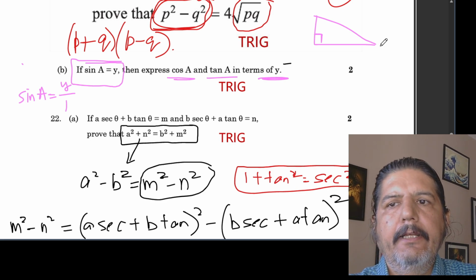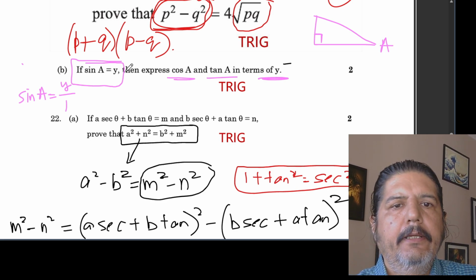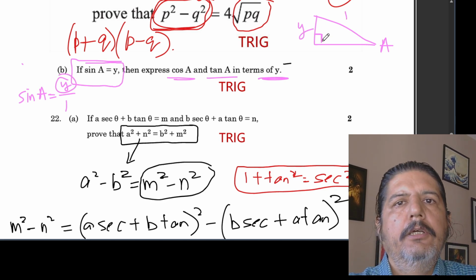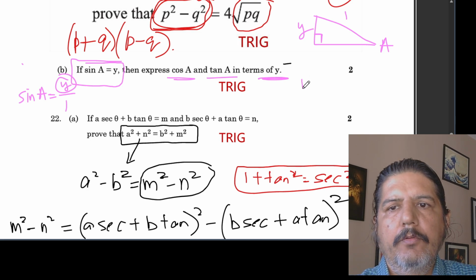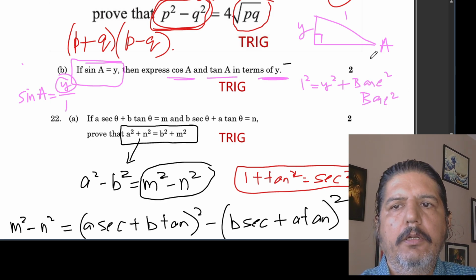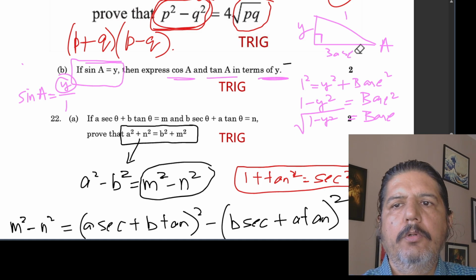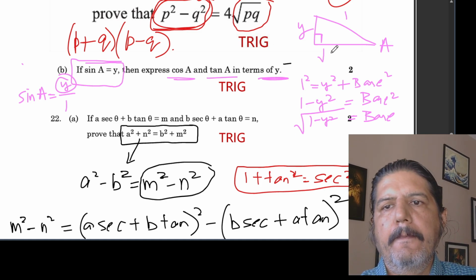Yeah, this is the 90 degree. This is angle A. So this y would be the perpendicular, and this 1 would be the hypotenuse. Now, if I apply Pythagoras theorem, so 1 square would be equal to y square plus base square. So base square, this is the base, would be equal to 1 minus y square, and therefore base would be equal to square root of 1 minus y square.